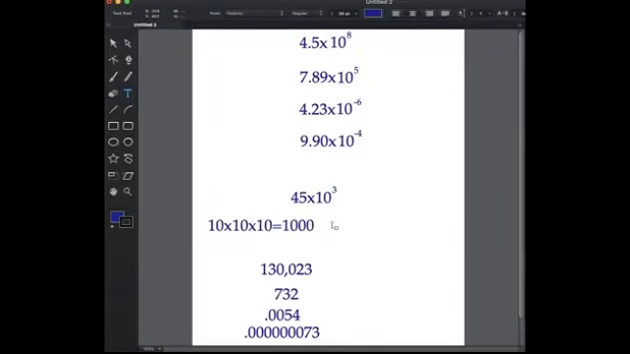Another way to do this is just remember, when you have a positive exponent, you just add zeros, whatever the number the exponent is, you add those zeros towards the right. So we have the number 3 here, so it's 1, 2, 3. 3 zeros after 1 is 1,000.